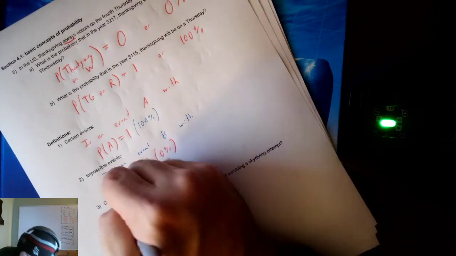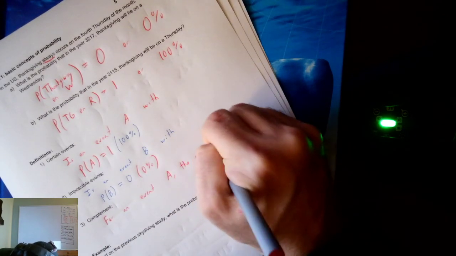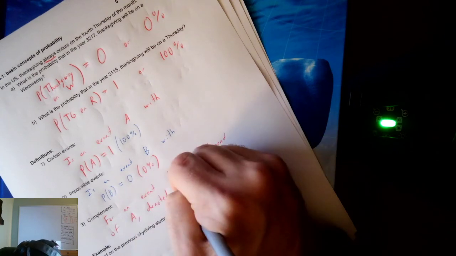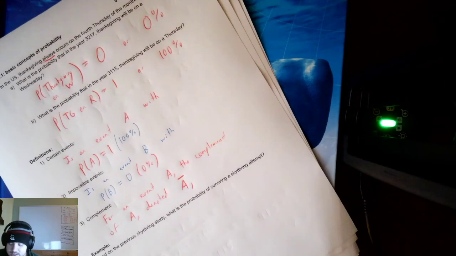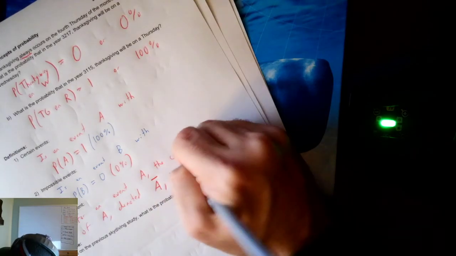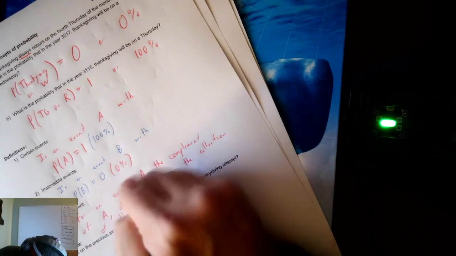Now, a complement for an event A. The complement of A, which is denoted A bar. It's denoted A bar with a little bar over top of it. The complement of A, denoted A bar, is the collection of all events that are not A. It's all the other possibilities.